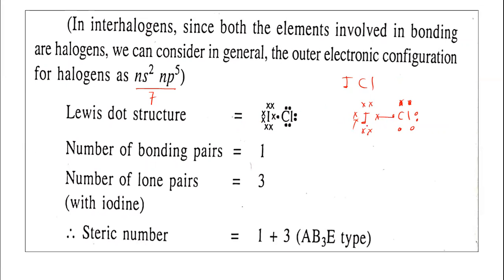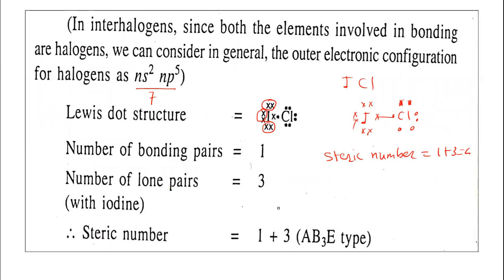You can see here, these electrons can be shared, so there is the formation of one covalent bond. So in iodine monochloride, the number of bonding pairs is equal to 1. And the number of lone pairs: 1, 2, 3. Three lone pairs are there. So the number of lone pairs is equal to 3. And the steric number is equal to 1 plus 3, so it is equal to 4. The steric number is equal to 4 here.